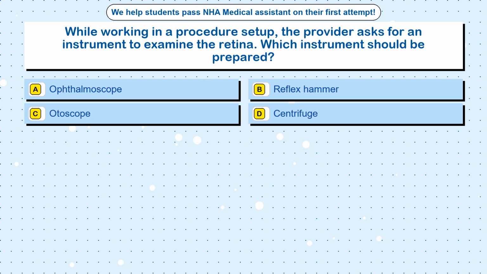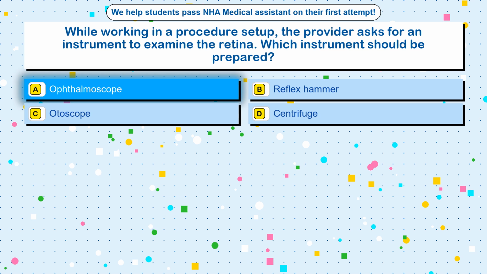Question 36. While working in a procedure setup, the provider asks for an instrument to examine the retina. Which instrument should be prepared? Option A. Ophthalmoscope. Option B. Reflex hammer. Option C. Otoscope. Option D. Centrifuge. The correct answer is option A.